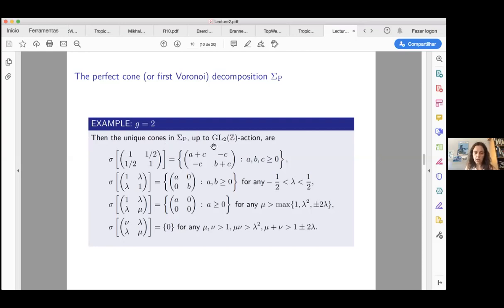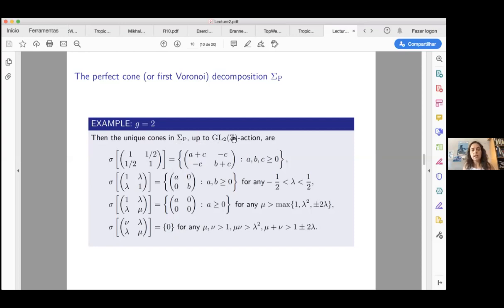So here we define the quadratic forms using the matrices. So there's the cone associated to this matrix, the cone associated to this matrix, the cone associated to this matrix, and the one associated to this matrix. And here you see all matrices that lie in the same orbit of the action of GL_2(Z).